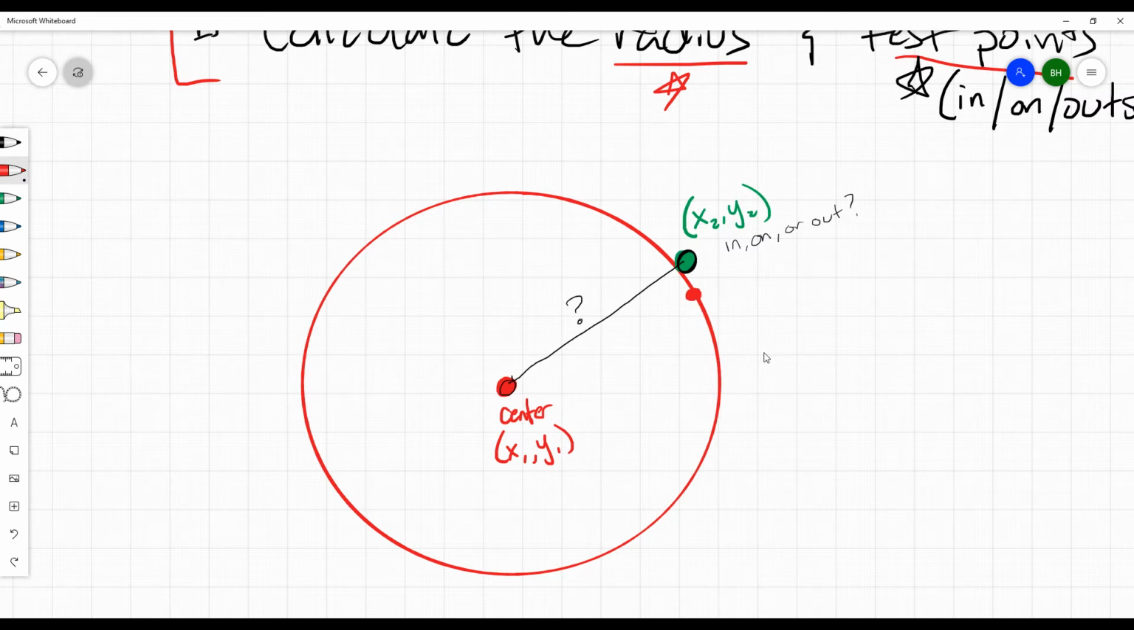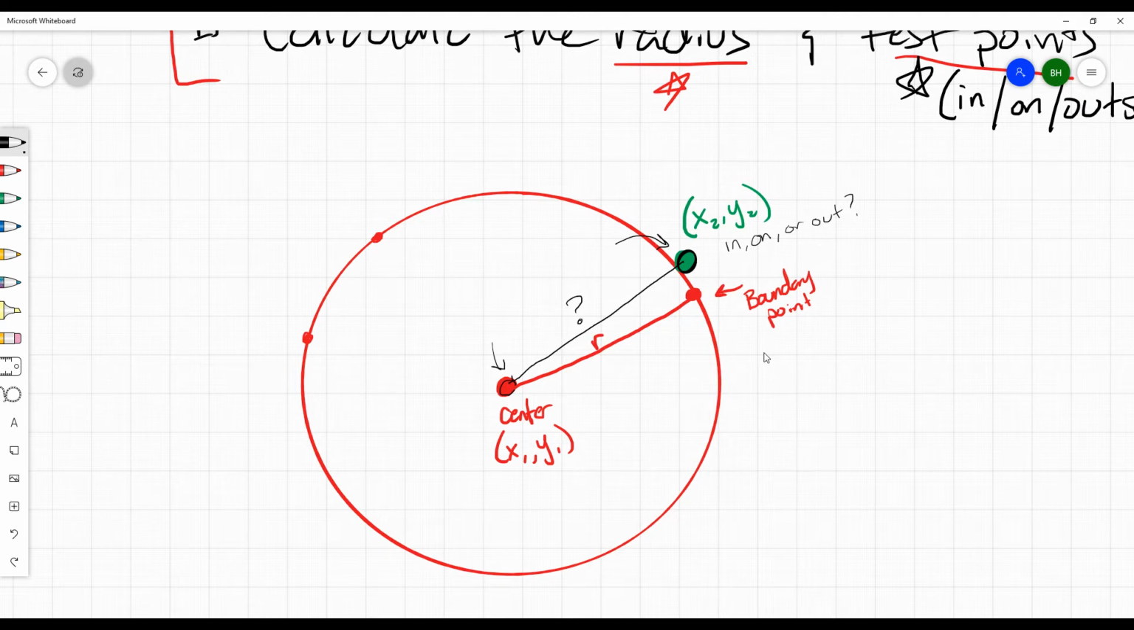What we're going to do is compare that, because if I knew what the radius was, then I know for certain the distance from the center to a boundary point is going to be defined as r, no matter where we are on the outside of the circle. So if we find the distance between the center and the desired point, we can compare that with r.